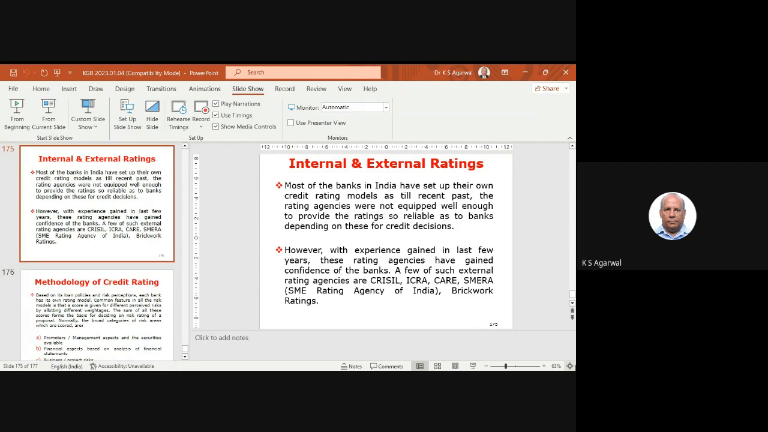There can be internal credit rating, and there can be external. Most of the banks in India have set up their own credit rating models, right? Because till recently we were not well equipped, but now they have set up their own models. But some external rating agencies are also there, like CRISIL, ICRA, CARE, ISMERA, whose full name is SME Rating Agency of India, and Brickwork Rating.